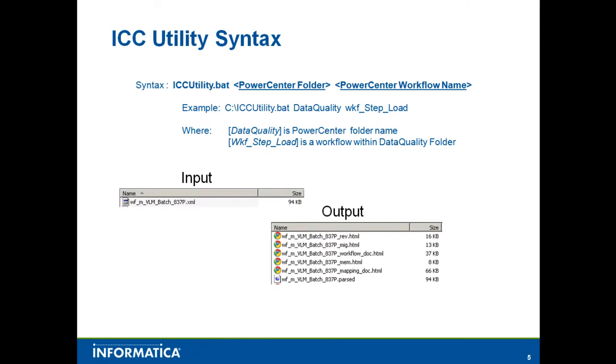The syntax of running this ICC utility is as shown in this slide. Currently it's a Windows batch file. It accepts two parameters. The first one is your Power Center folder name, and the second one is your workflow name.